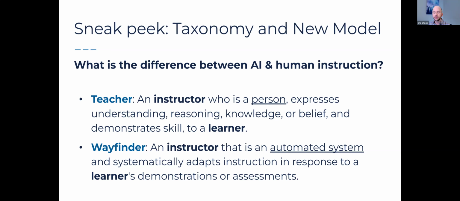Wayfinder, which is the fun name that I gave to the AI, is an instructor that's an automated system, right? This is where we're starting to get into computing, and it systematically adapts instruction in response to a learner's demonstrations or assessments, right? So that's how we're differentiating, at least in this taxonomy, in this version, the difference.